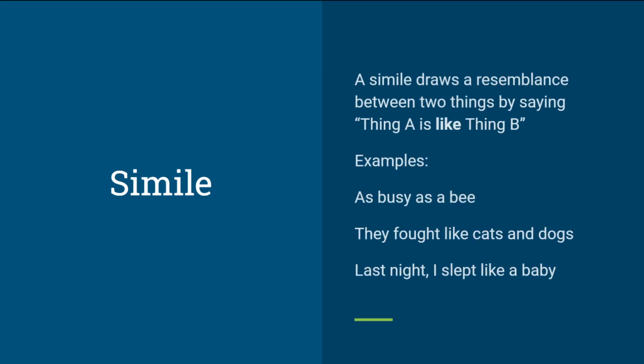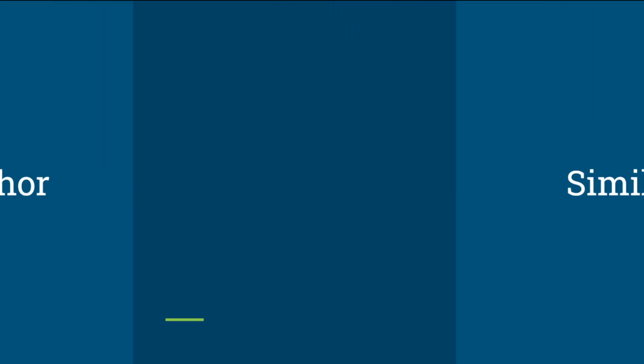Simile. A simile draws a resemblance between two things by saying, thing A is like thing B. Examples: as busy as a bee. They fought like cats and dogs. Last night I slept like a baby.